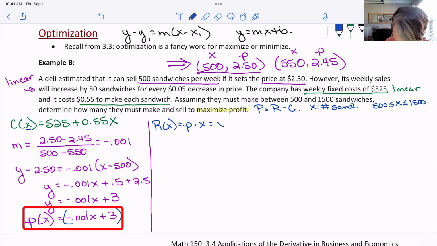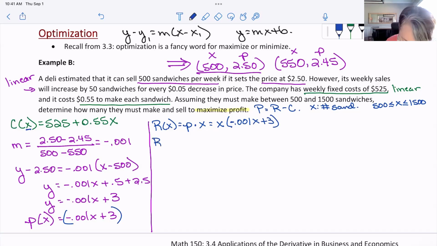So here's our quantity X. I am replacing that P with a negative 0.001x plus 3. So we get a revenue function of a negative 0.001x squared plus 3x. All right, so we have now got the revenue function.